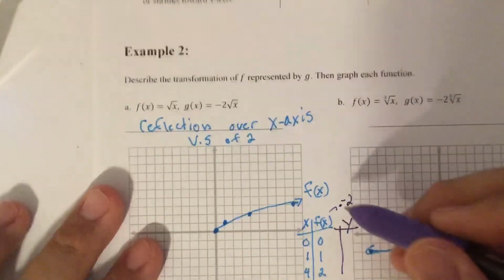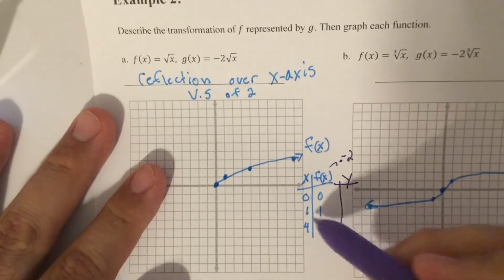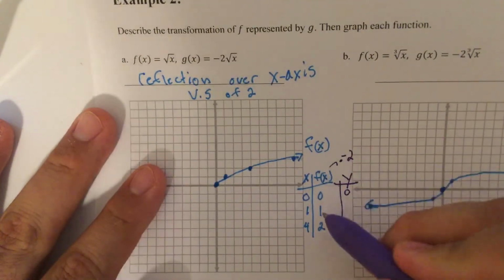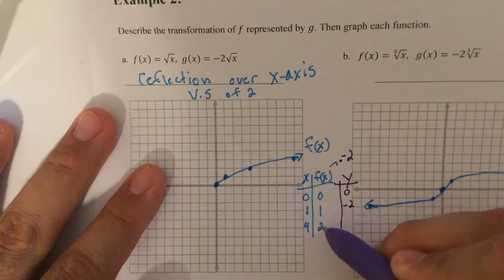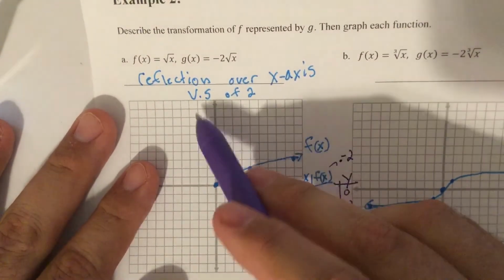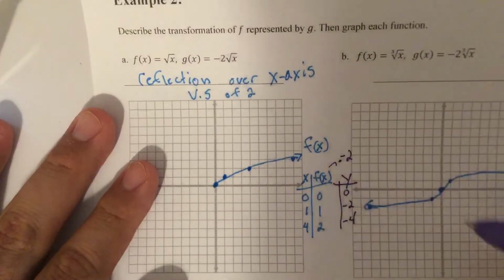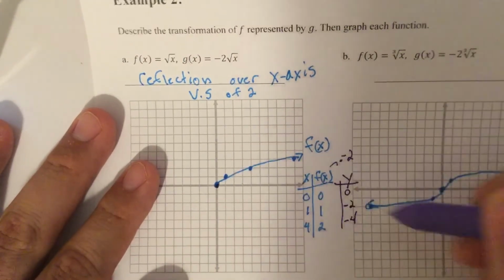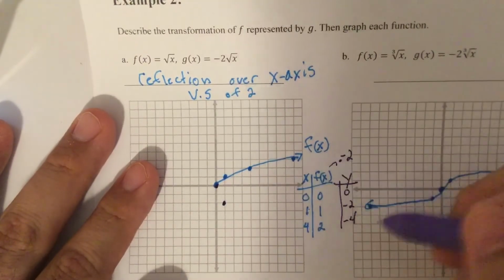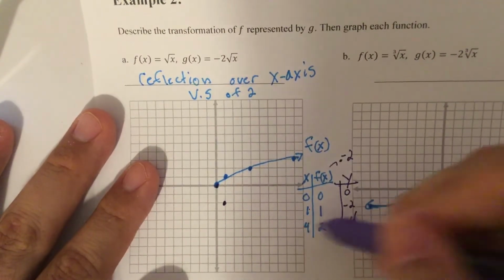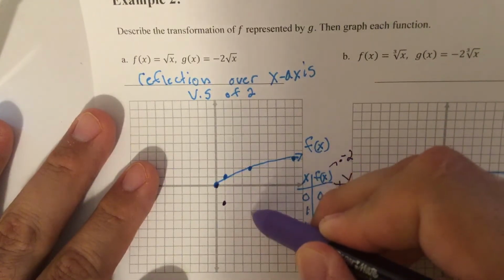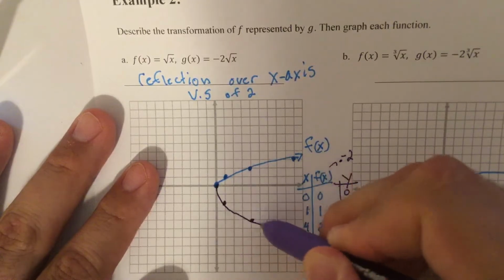So I'm making my new table. Here's my table from the previous. 0 times -2 is 0. 1 times -2 is -2. 2 times -2 is -4. Now I can create my new y values because of my transformation. Remember, we did this earlier in the year. So 0, 0, 1, -2, and then 4, -4. So 1, 2, 3, 4, 1, 2, 3, 4. And there we have it.